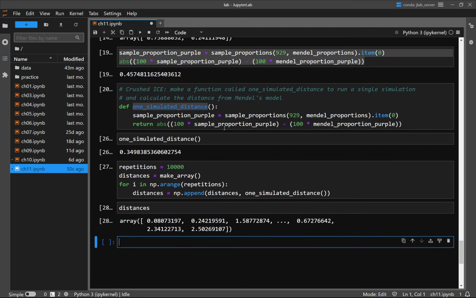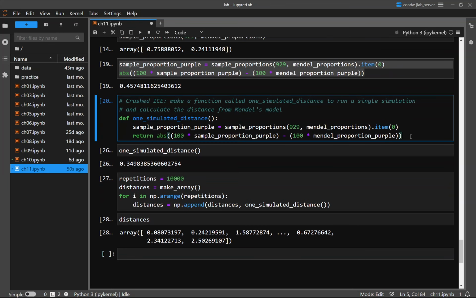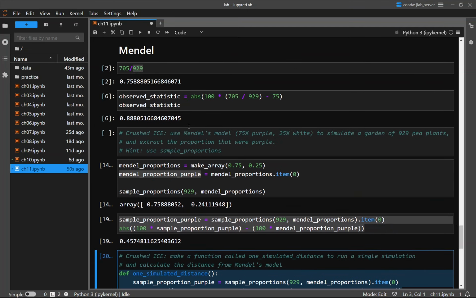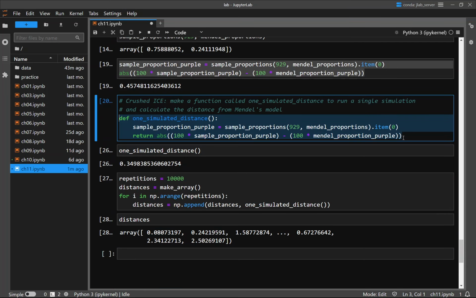Are there any questions about what I've just done, or the reason why I did it? I want to see how often, because we're simulating according to our model, right? Our 75-25% split model that Mendel thought was true. And we're calculating a number based on that model, like how far away it was from the 75% split. If we just look at the purples, right? Because the white you can immediately get from the purple, so we can just look at one side, that's fine.